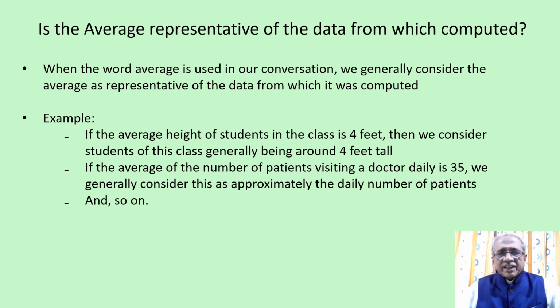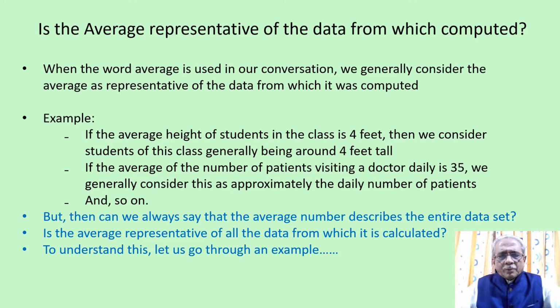When the word average is used in our conversation, we generally consider the average as representative of the data from which it was computed. For example, if the average height of students in the class is 4 feet, then we consider students of this class generally being around 4 feet tall. Similarly, if the number of patients visiting a doctor daily is 35, we generally consider this as approximately the daily number of patients who are visiting the doctor.